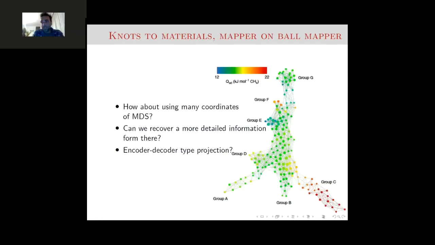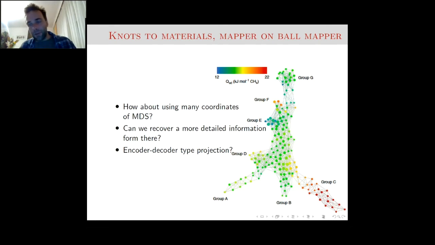If you are doing machine learning, artificial intelligence, encoder-decoder type architectures, for instance, I showed you this mapper plot obtained by taking the first coordinate of multidimensional scaling. Why only the first? Taking the first is a restriction of the mapper algorithm. But with ball mapper, we can take as many as we wish. The question is, will we get a different picture at some point? Perhaps we can recover more detailed information by taking projections on higher dimensional space. And even when looking at encoder-decoder type applications and trying to understand the projection, the same technology can be used. That's something we are looking at the moment.